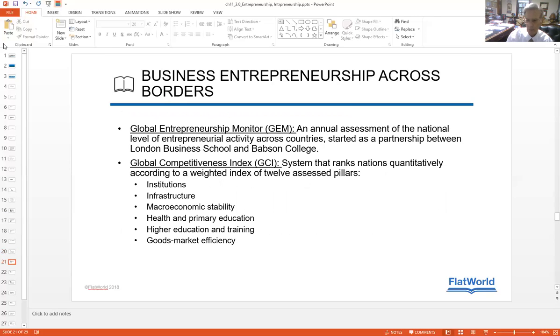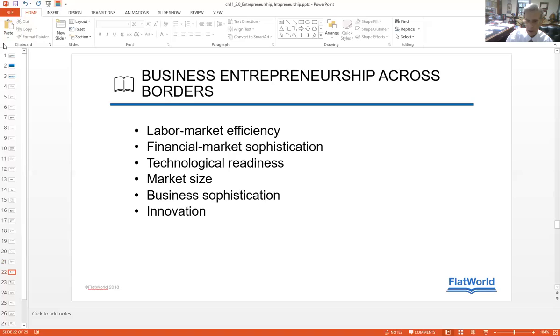Okay, these are two sources of information about entrepreneurship and competitiveness in different countries. And when you get to this stage of the textbook, you will see websites that you can go to get these reports. And it might be a good idea for you to just click on them. I think you'll find both of them to be interesting.